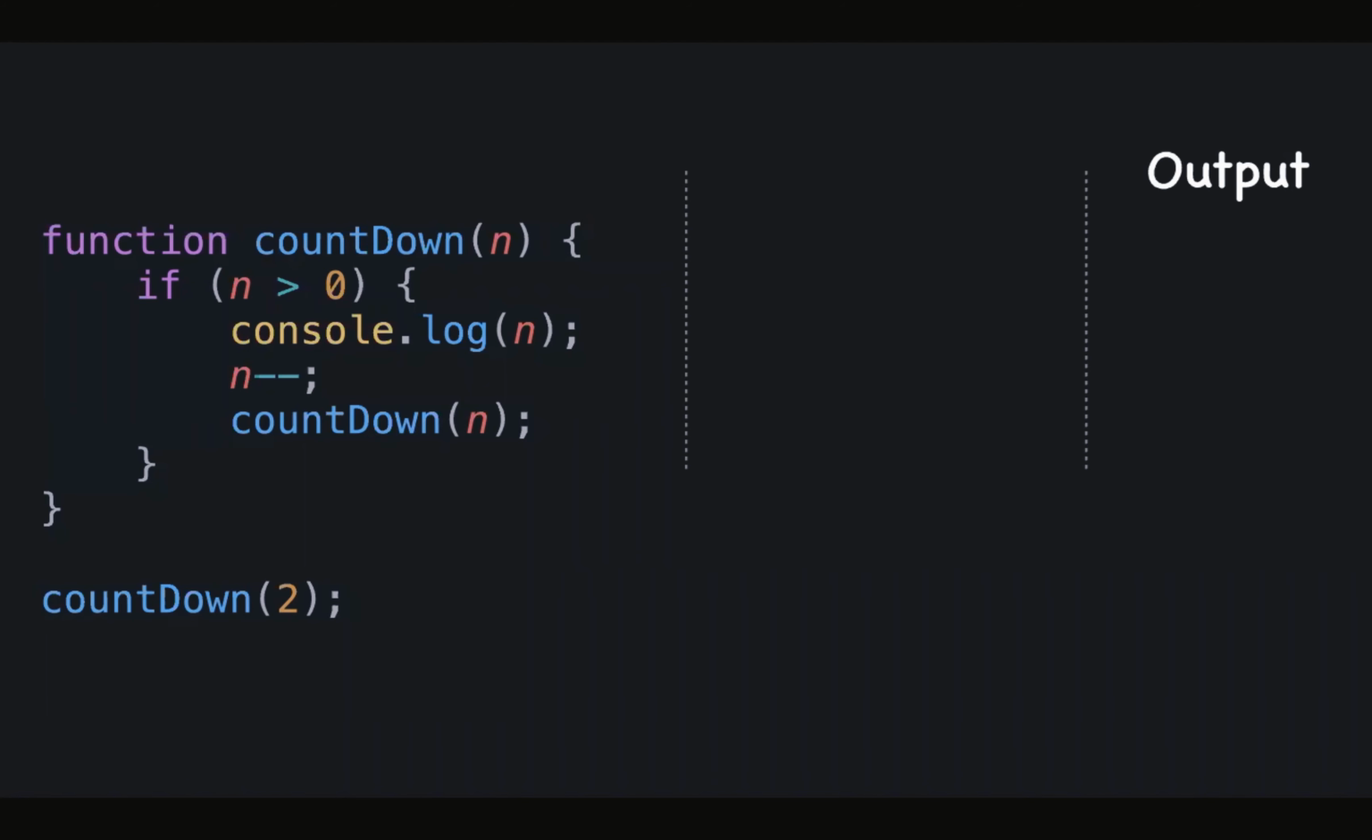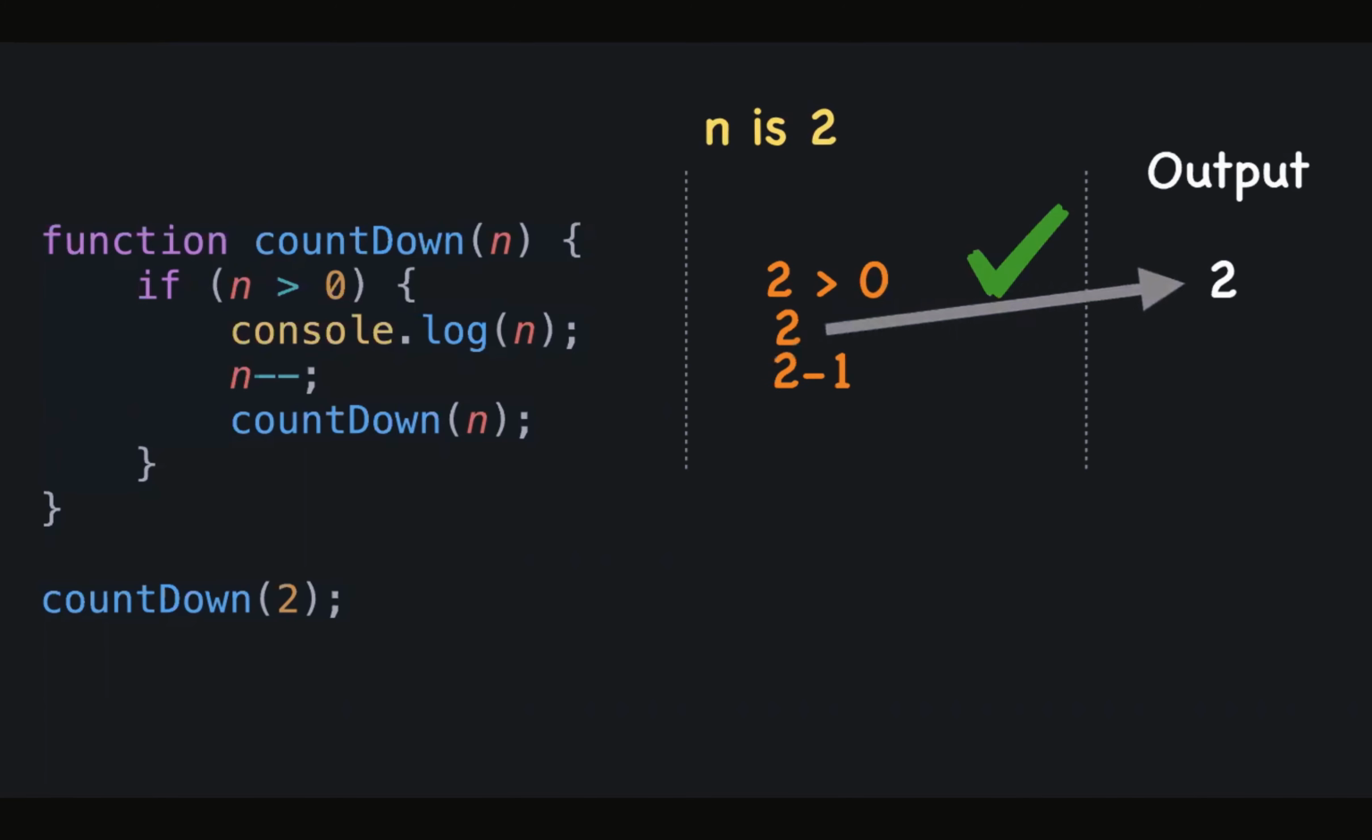In this example, we have countOn function with n as parameter. Let me invoke countOn with argument 2. Now the n is 2 and 2 is greater than 0, which is valid, and 2 will be console logged. Then 2 gets decremented and countOn function is called with n as 1.